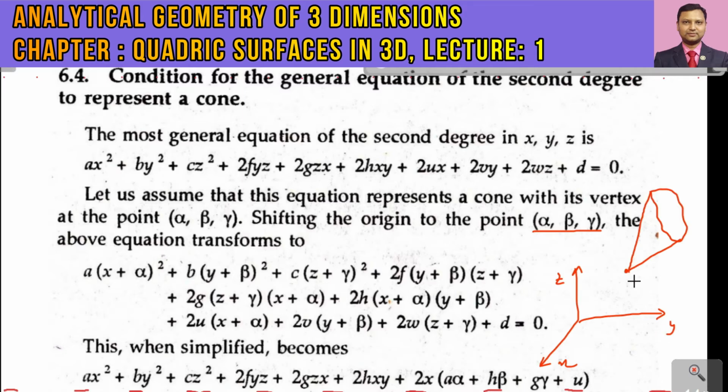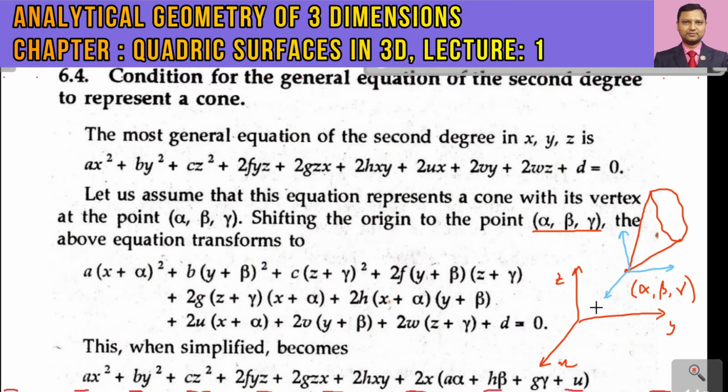Now this is the vertex, so over here this will be the point having coordinates alpha, beta, gamma. And now what we do over here, we shift the origin, make a translation, and shift the origin to the point alpha, beta, and gamma.